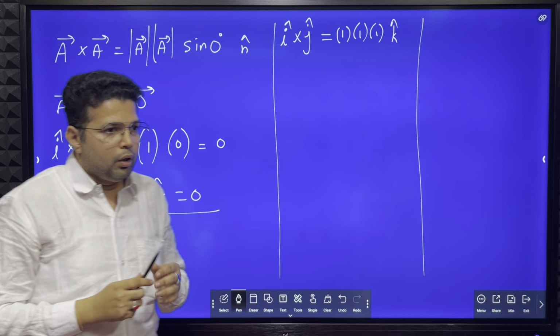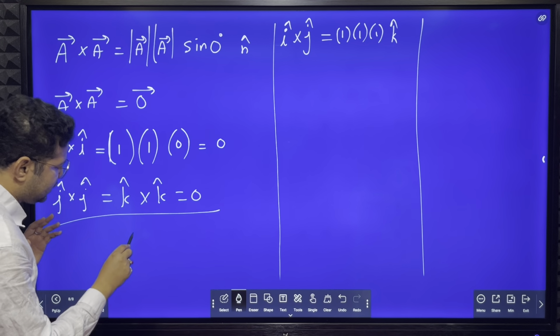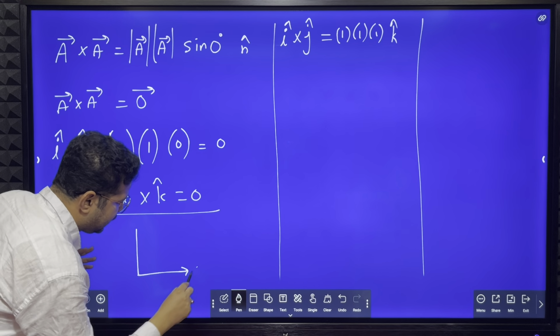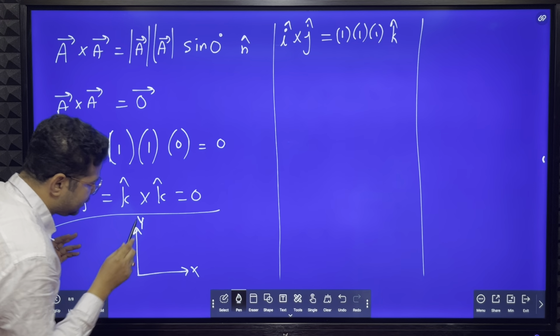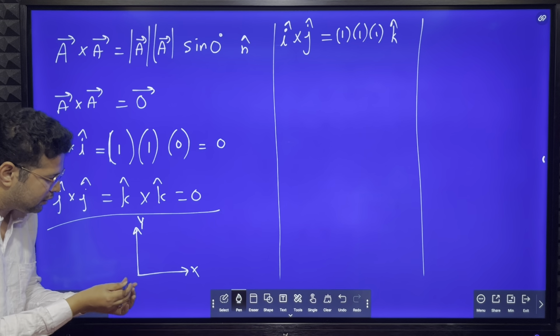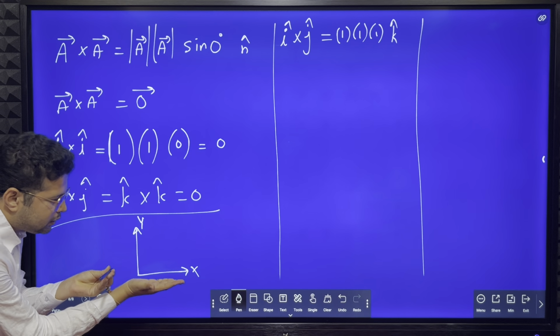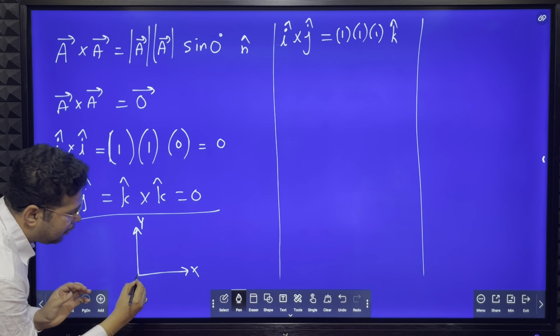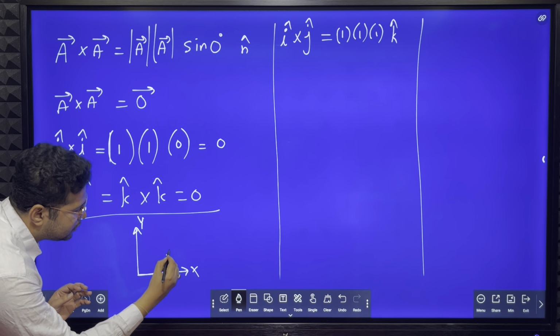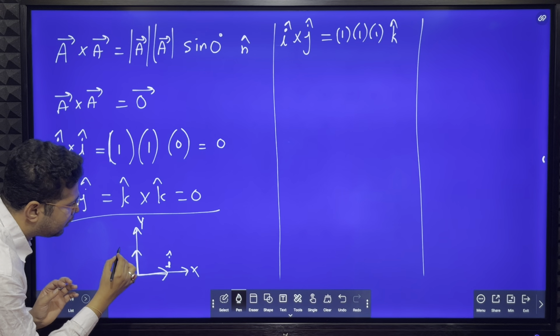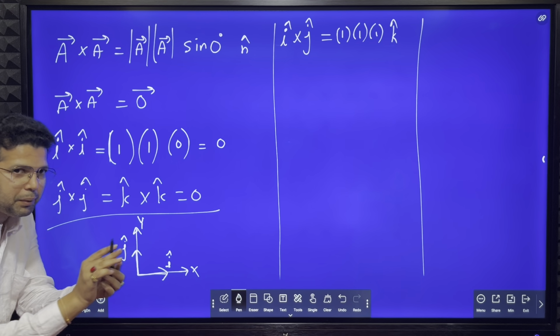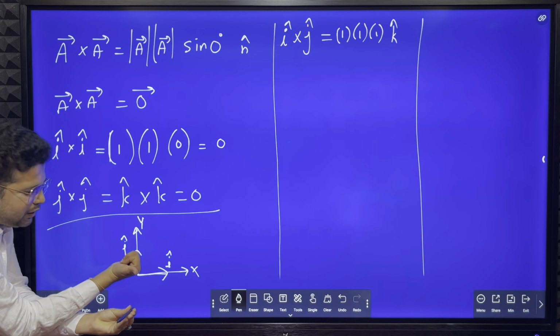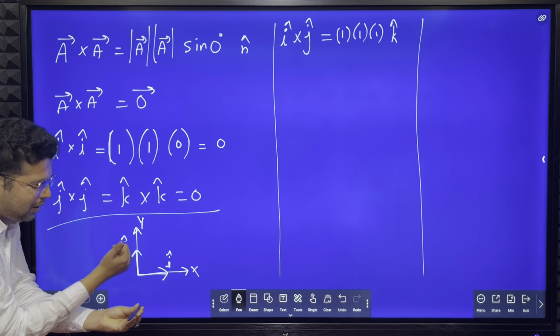Okay, imagine, try to understand. See, this is x axis, this is y axis. See, this pen is in z axis, correct? This is i. Where is i cap? i cap is unit vector along x axis. Where is j cap? j cap is a unit vector along y axis. This pen is k cap, correct? i cross j means, see, k. i cross j means k.